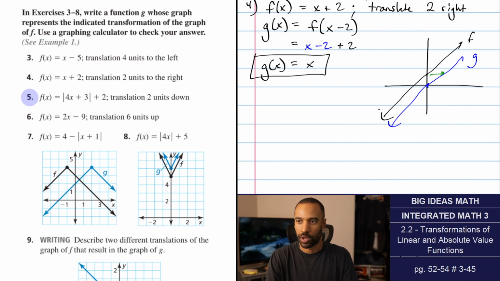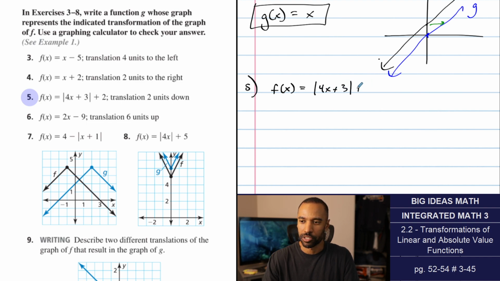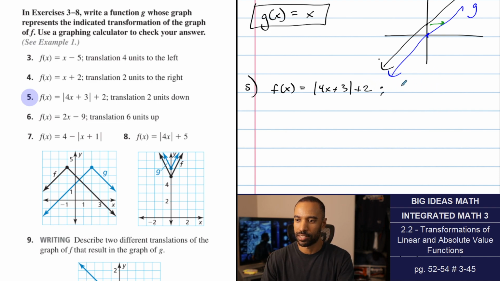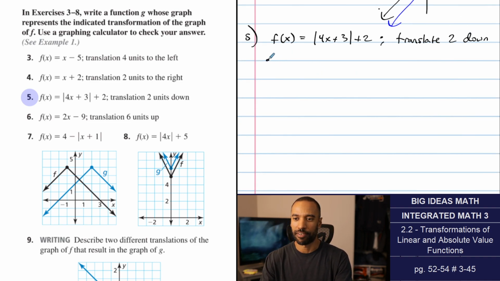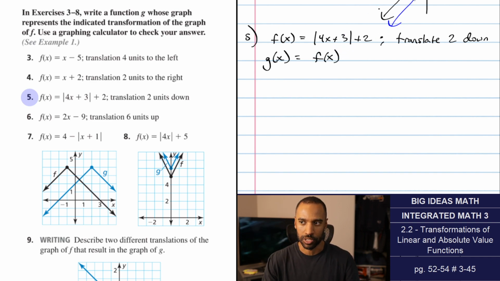I won't dare graph this one. I'm good. All right, number 5. F of x equals absolute value of 4x plus 3, and then there's a plus 2. We shall translate 2 units down. This is where our g of x is going to be taking whatever your f of x is and now affecting the outside, right? So this is going to be minus 2 for 2 units down.